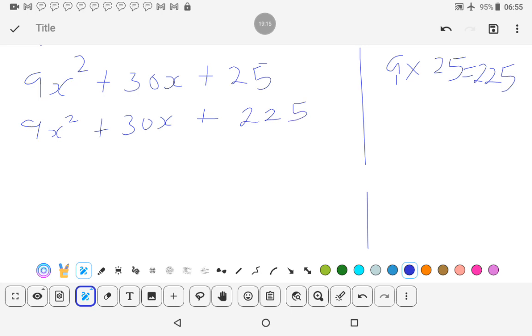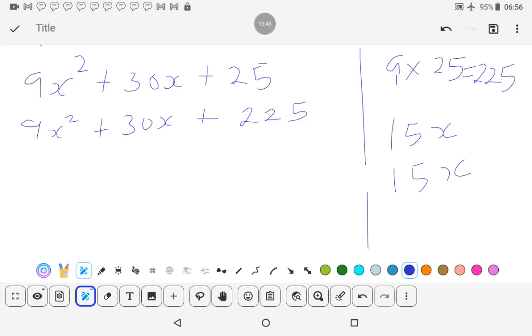So now we are going to look for two numbers that if we multiply them, it will give us 225, and when we add them, it will give us 30x. So very fast, the two numbers are 15 and 15. If you add 15 and 15, it will give you 30x, and if you multiply 15 and 15, it will give you 225.